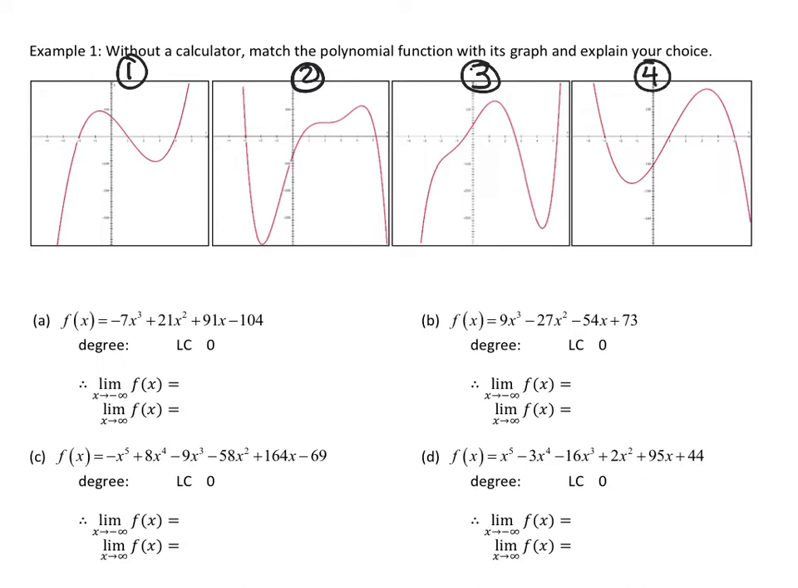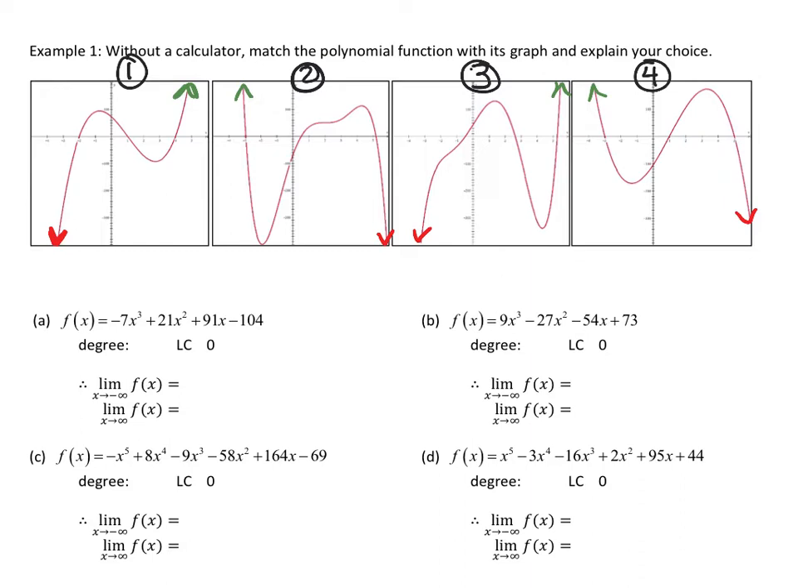For graph 1, its end behavior would be down on the left, so as x approaches negative infinity, it would be negative infinity, and positive infinity on the right. The second graph's end behavior would be positive infinity on the left, negative infinity on the right. The third graph would have the end behavior of negative infinity on the left and positive infinity on the right. And then graph number 4 would have the end behavior of positive infinity on the left and negative infinity on the right.